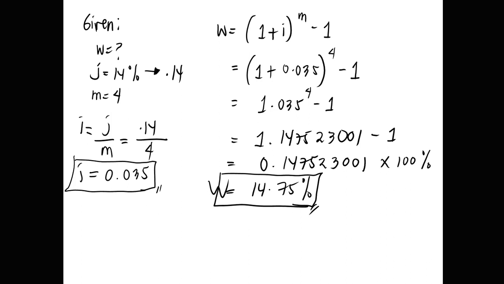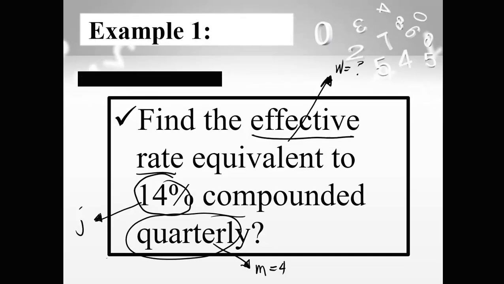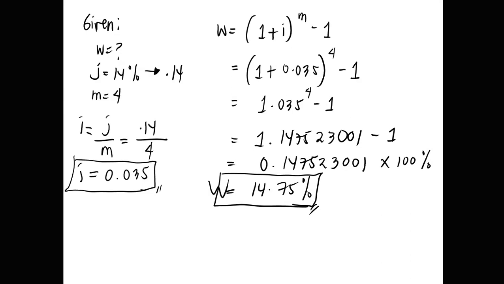Okay, so ibig sabihin, ginawa lang natin dito is, kapag effective rate, parang kinonvert lang natin siya if ilang percent kapag ginamitan ng nominal rate or vice versa. So kapag halimbawa nag-loan ka, tapos binayaran mo siya ng once a year, yung rate na mai-apply sa'yo ay 14.75%, which is itong nakuha natin kasi this is an effective rate that is compounded annually.